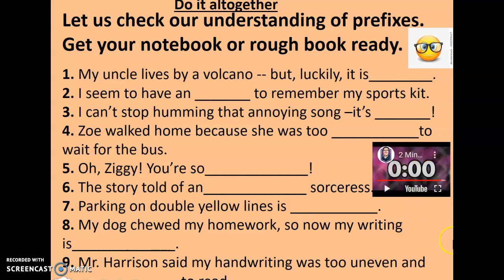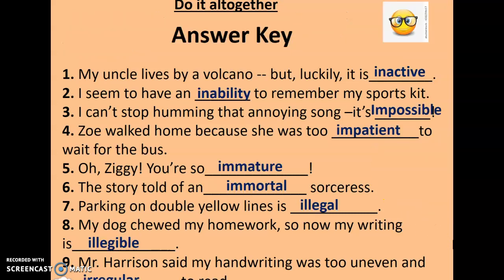Okay, so let's check our answers. Let's do the self assessment and see how many you got correct. Check the spellings: inactive, inability, impossible, impatient, immature, immortal, illegal, illegible, and irregular. Sorry, I guess it is not visible. I will just spell it for you: I-R-R-E-G-U-L-A-R. Irregular. Did you get all 9 correct? Well done to you. You showed very good understanding of prefixes.